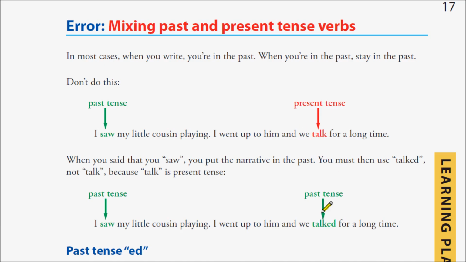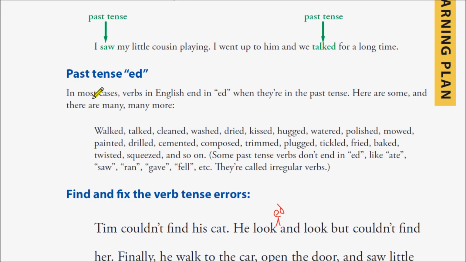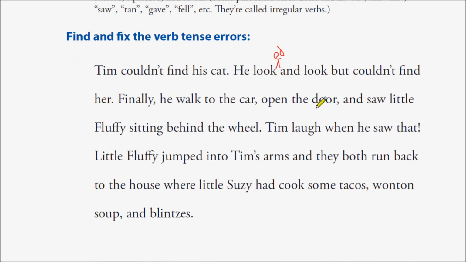Okay, it's talked, because if you say I saw, that is past tense. So everything has to stay in the past tense. So this has to be talked, because that's past tense, and it tells you about past tense: in most cases verbs in English end in ed when they're in the past tense. And then what you're going to do is look at this paragraph and fix it by sticking in a little insertion there and fixing all the verb tense errors.